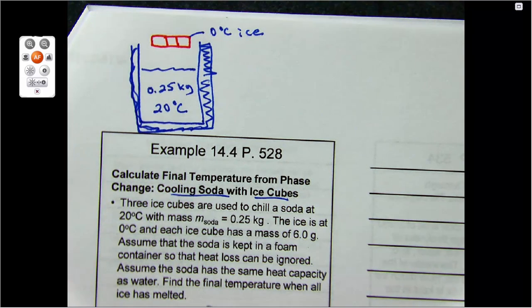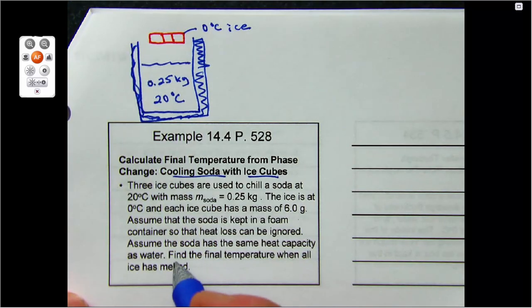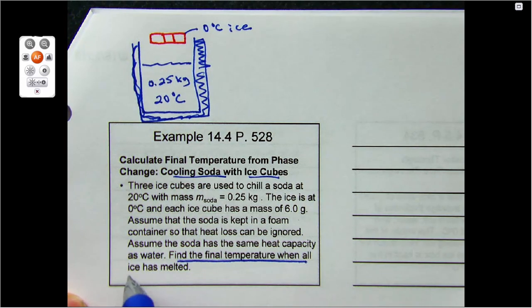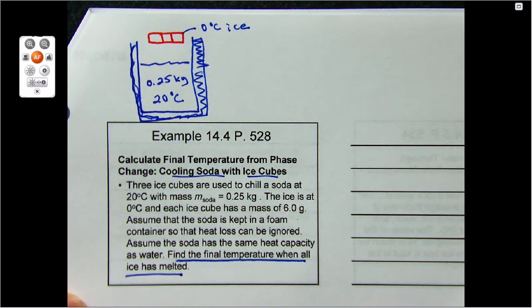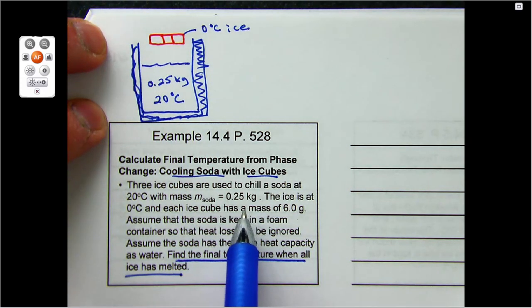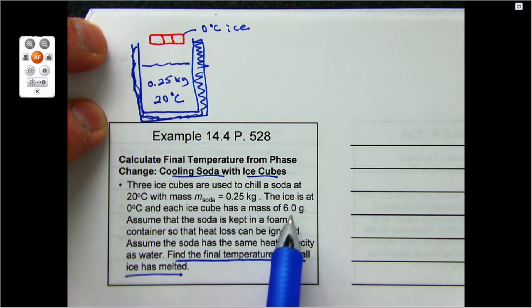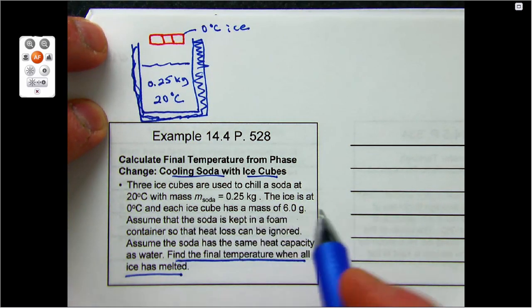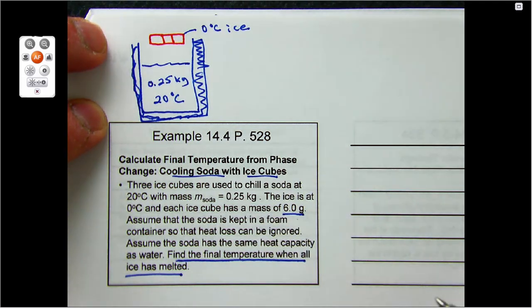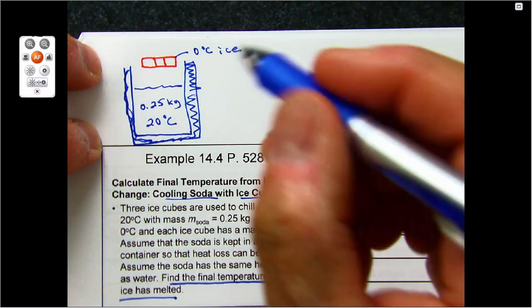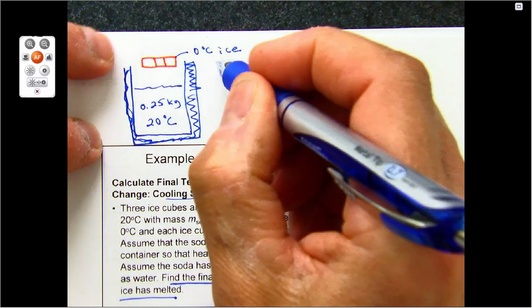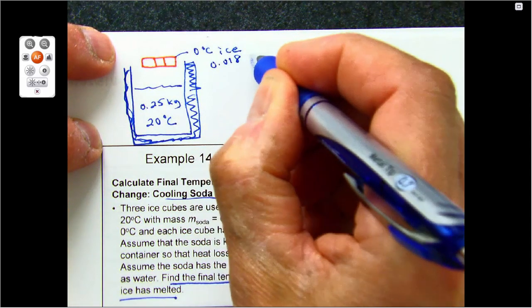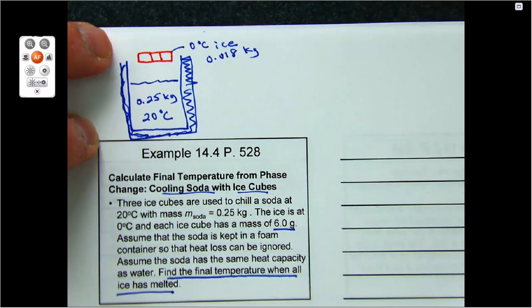Here's what we're looking for. Find the final temperature when all the ice is melted. We've got a mass of ice cubes. Each ice cube is 6 grams, so we've got 18 grams, which is 0.018 kilograms. We've got that in kilograms.